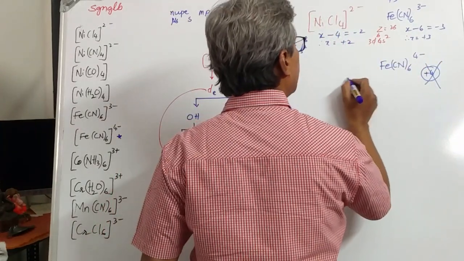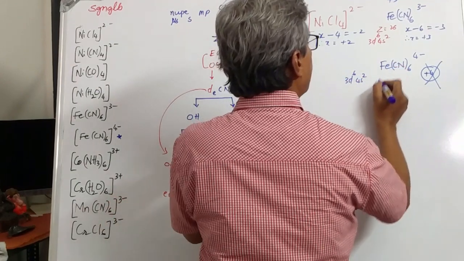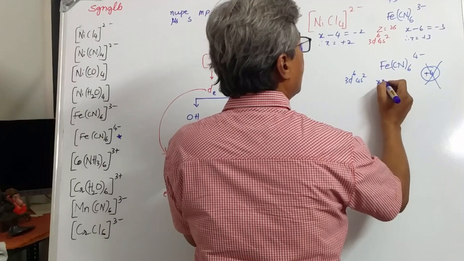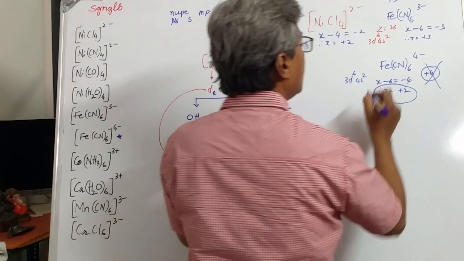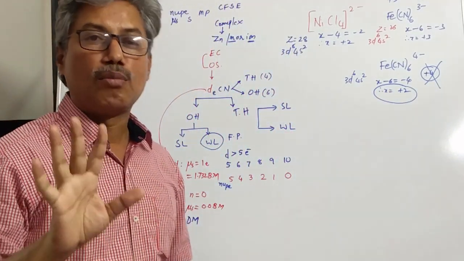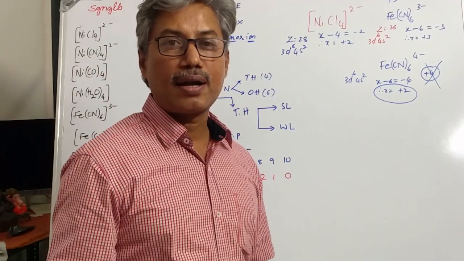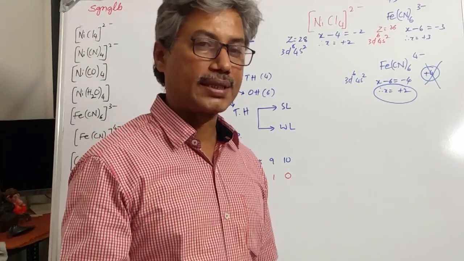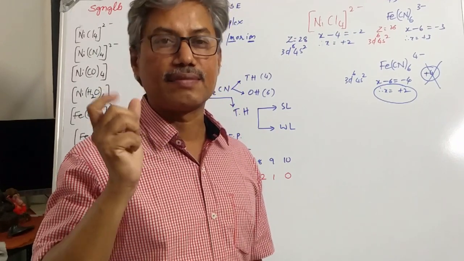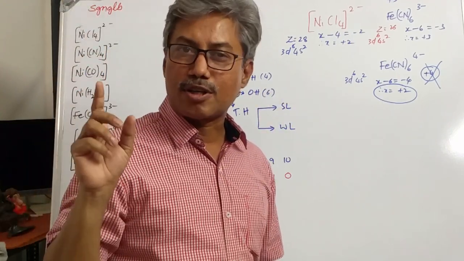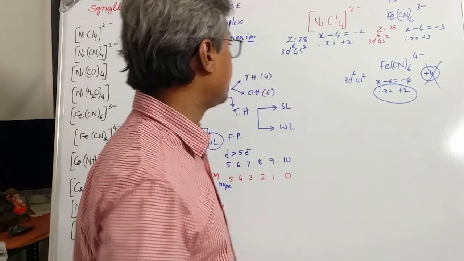Because Fe is 3d6 and 4s2. Let x be the oxidation state of Fe. Then x minus 6 is equal to minus 4. Therefore, x is equal to how much? It is plus 2. Therefore, excluding this complex, 99% of the time the charge on the complex ion, with the sign inverted, will be the oxidation state of the central metal atom or ion. Just look at the charge on the complex ion, invert the sign, and that will be the oxidation state of the metal ion present in the complex.